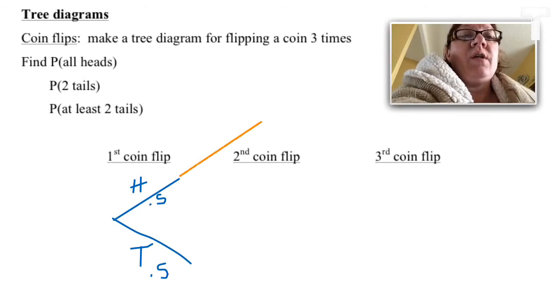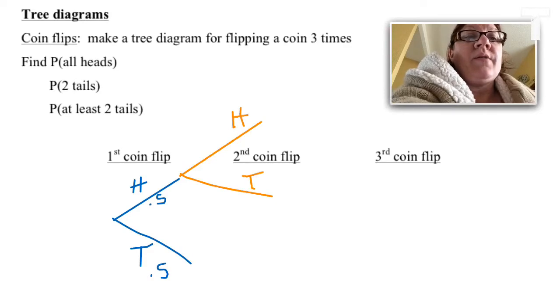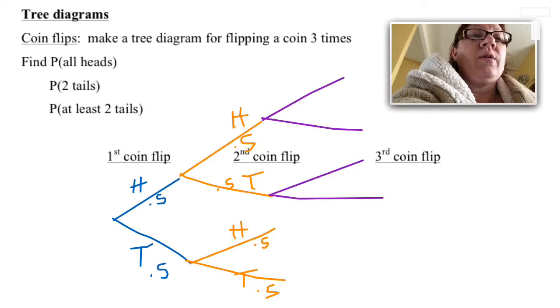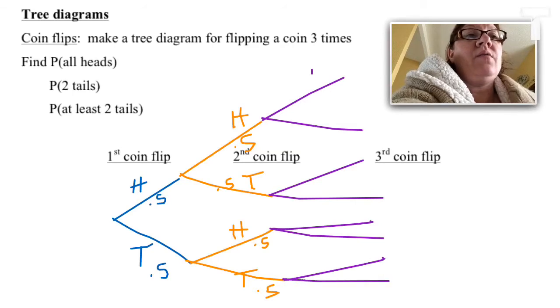And then the next event would be I flip again. So off of each of these, here's the second coin flip. Because they're independent, I can get either heads or tails. Again, if I wanted, I could put the probabilities on here. These will be useful to us later. And then the third event is that I flip again, and of course off of each of these I could get another heads or tails, again because of the independence.